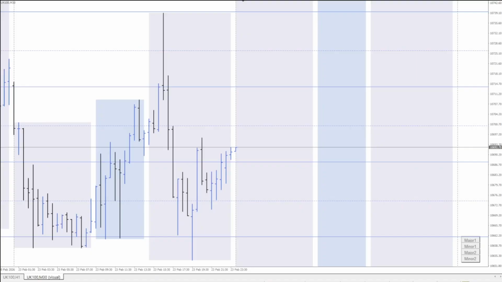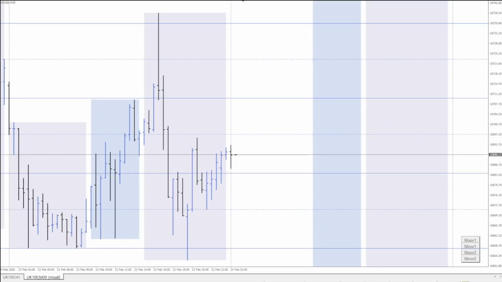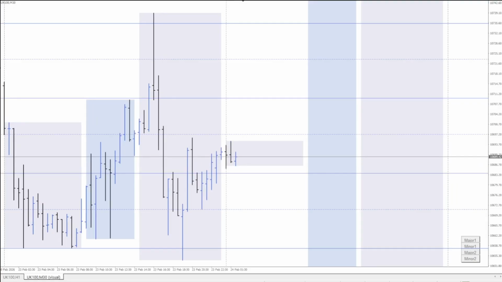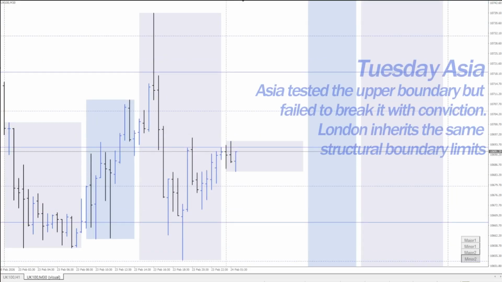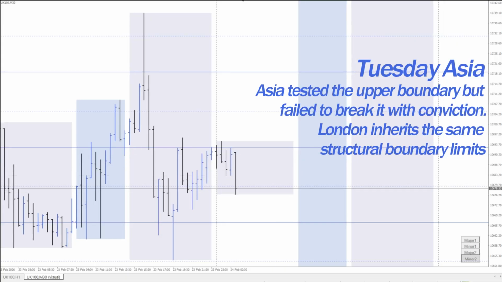Asia opens boxed inside Monday's framework, solid below and dotted above. Price pushes towards the minor 2 solid boundary. Price tests again, no expansion beyond it. When the solid boundary holds, price often rotates back into the opposing structure.